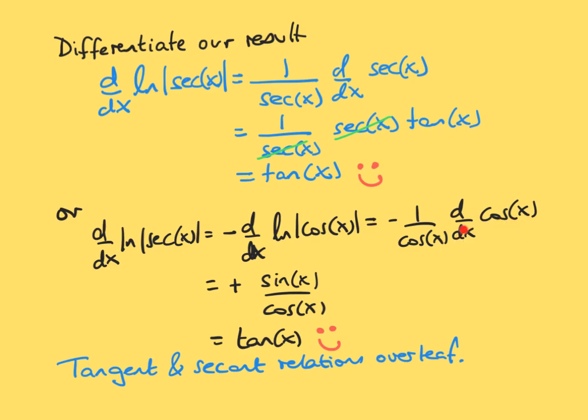And the derivative of the cosine is minus sine. Minus times minus is plus. We're left with a sine, and in the denominator there's a cosine, and sine over cosine is tangent. So again, we're happy. But it's easier if you know this. And what I'm going to do on the next slide is just talk about some of the relations between tangent and secant that I think are important.